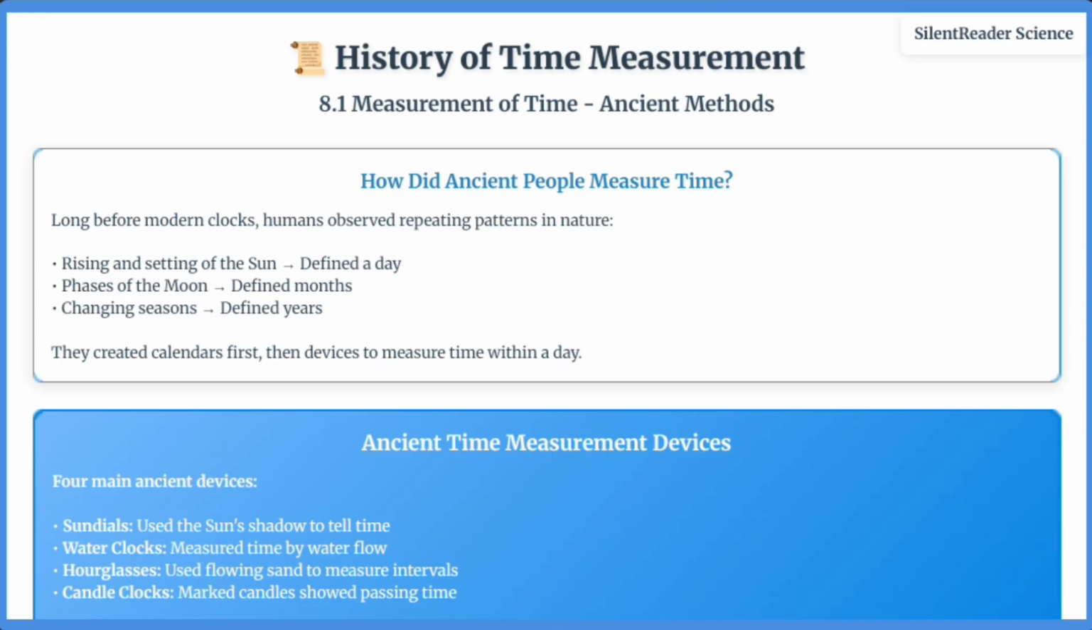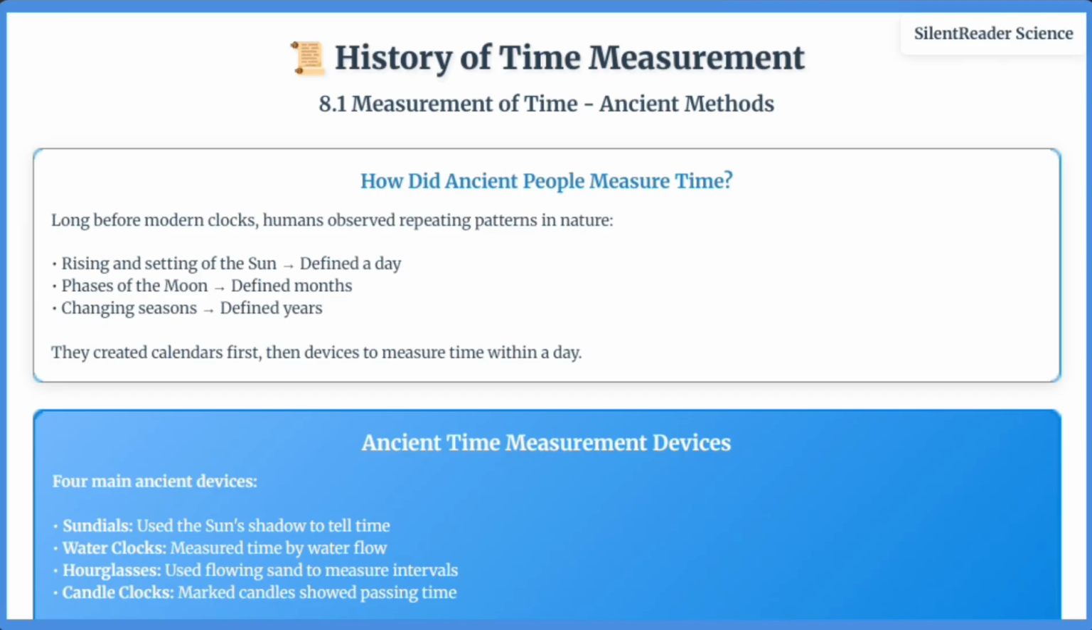The sundial used the sun's shadow to tell time, working only during daylight. Water clocks measured time by water flow and were used extensively in ancient India, where they were called Ghatika yantra. Hourglasses used flowing sand, and candle clocks used marked candles. Each device used a different method but the same principle, measuring regular, repeating processes.